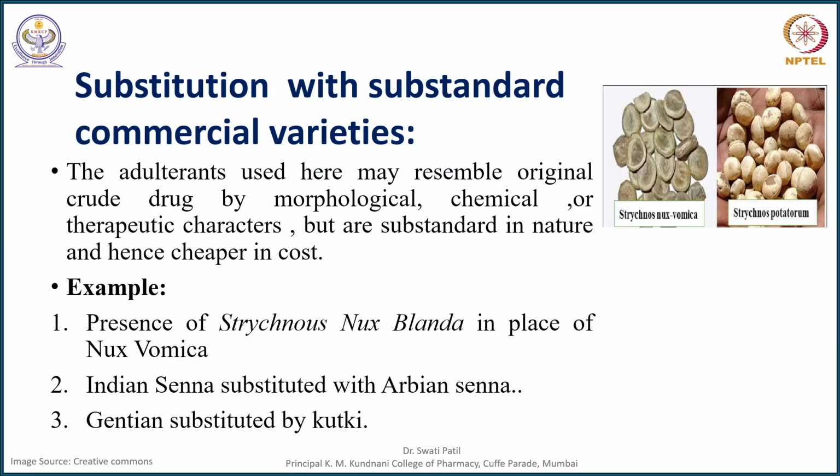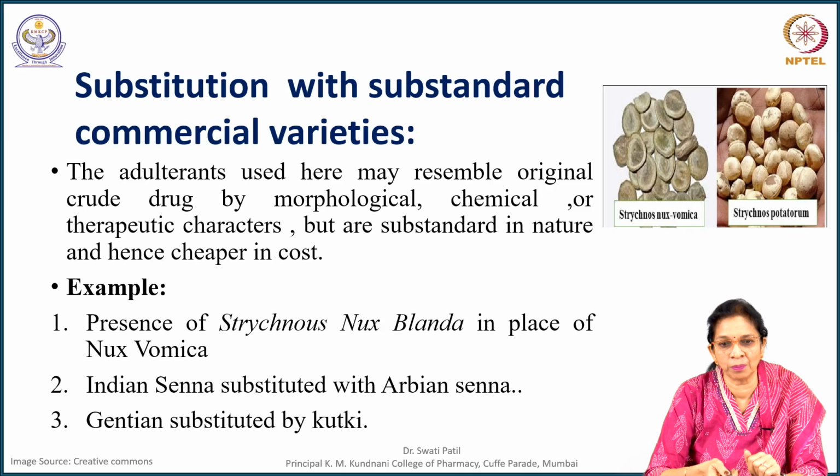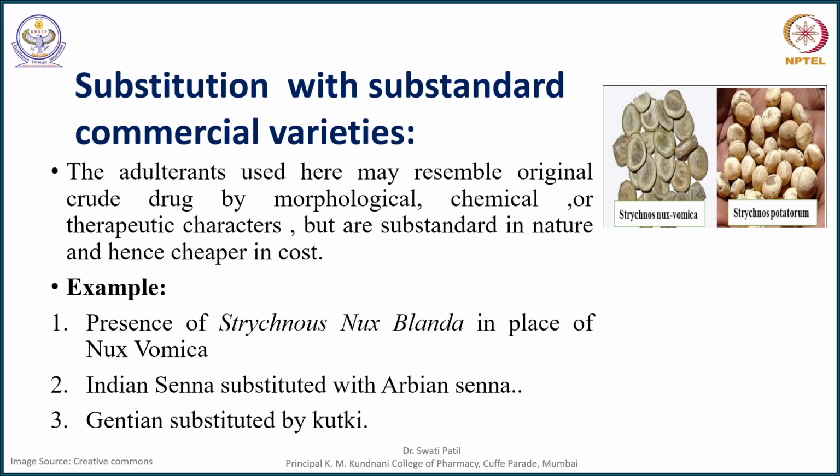Substitution with substandard, one example we have already discussed, the other one Indian senna with Arabian senna, and yet another example is gentian, which is an expensive drug, substituted by kutki.